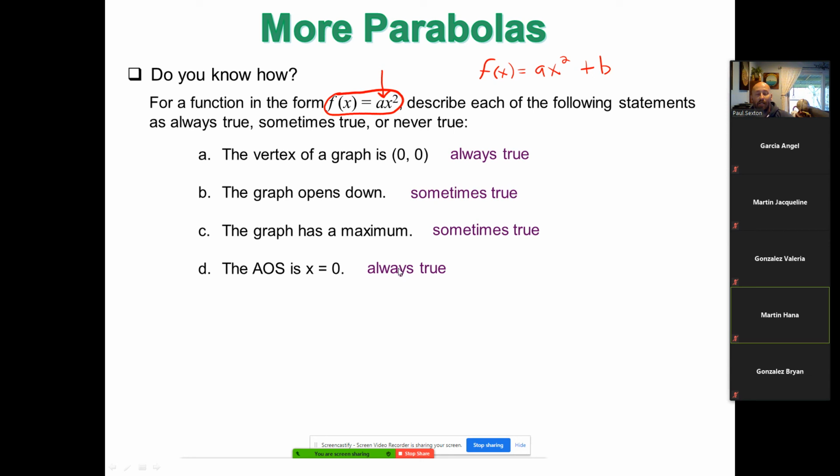Always true. All right. I mean, we have seen some graphs where the AOS is different, but those are graphs of functions that have other stuff going on besides just the A value. We're talking about only an A value affecting it. All right, good. So these are the type of questions you would see in like the Savvas Realize assignment. Cool. All right, any questions there?